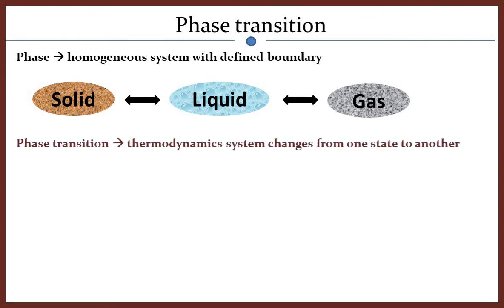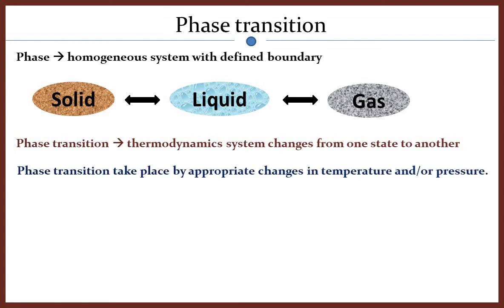So phase transition is defined when a thermodynamical system changes from one state to another. Like if the state of your system changes from solid to liquid or liquid to gas or solid to gas, any kind of interchange between these states is called phase transition. Now this phase transition occurs at a particular temperature and pressure. For example, boiling of water. Under normal atmospheric pressure, water boils at 100 degrees centigrade, and at that temperature liquid changes to gaseous state.